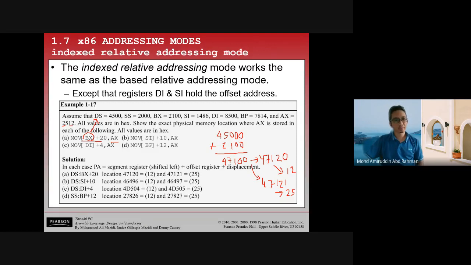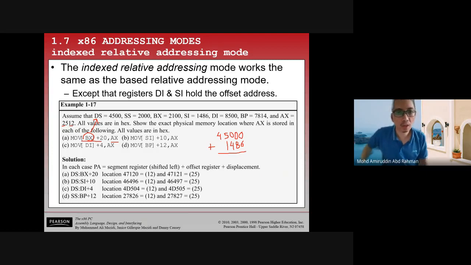Now we have SI. SI should be complement to the ES as well, so we should also have 4500. Let me erase this. So we have 4500, and our SI is 1486.